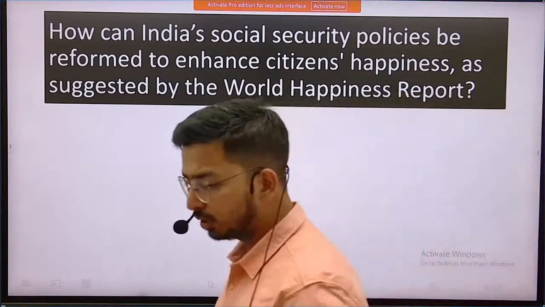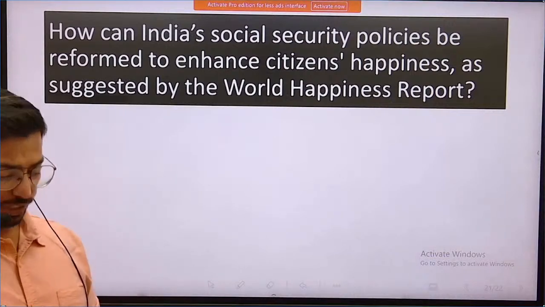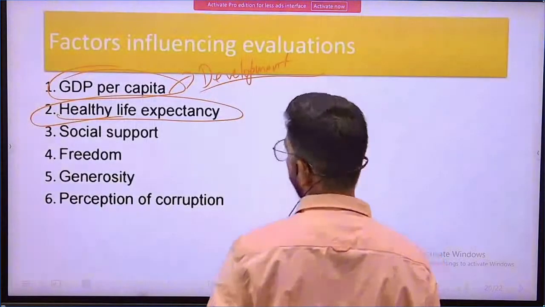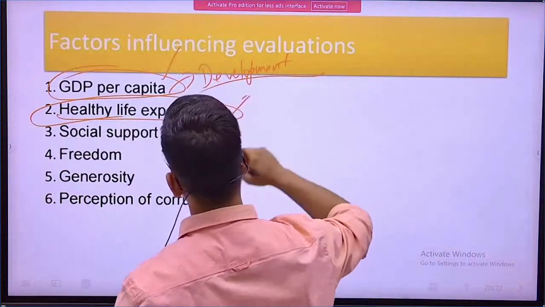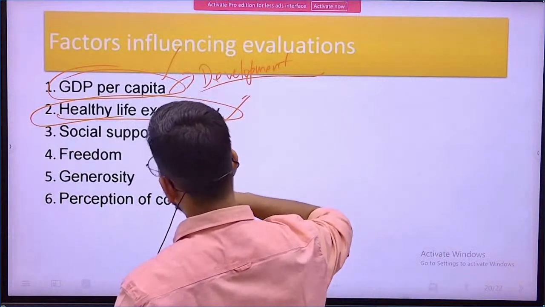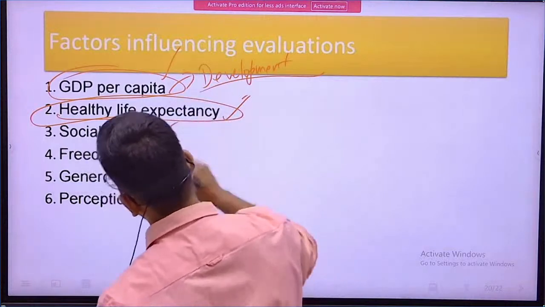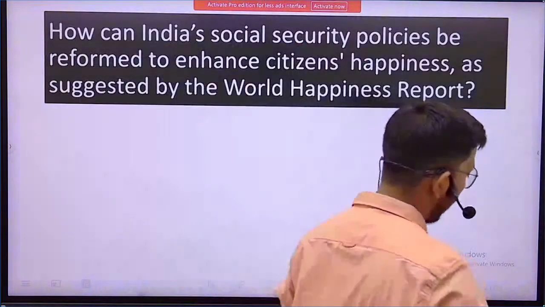Okay, now let me help you out. There are n number of steps which we can work on. Something which you can think of from this: increasing the GDP per capita, increasing the health expenditure the government is spending, increasing the freedom, minimizing the corruption. Apart from that, what can we do?